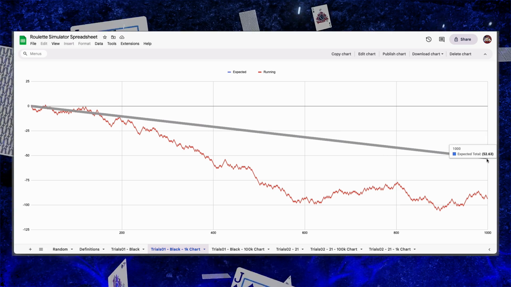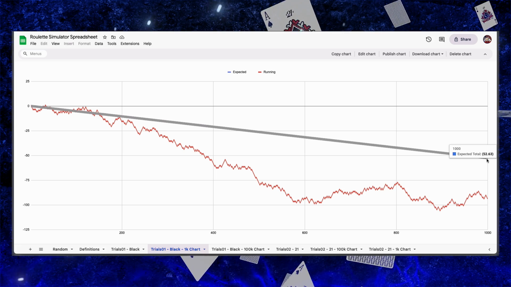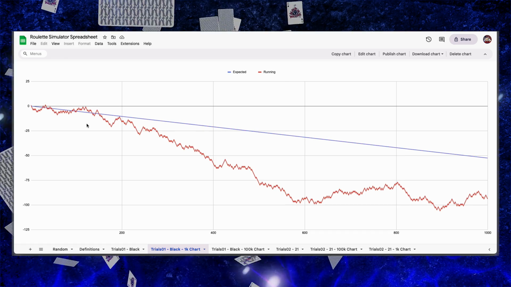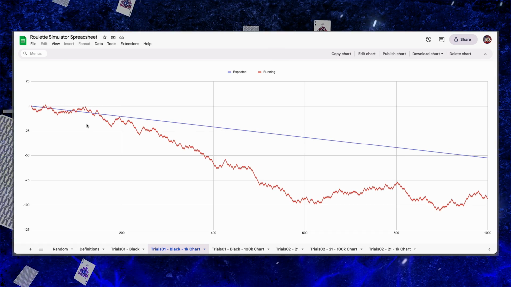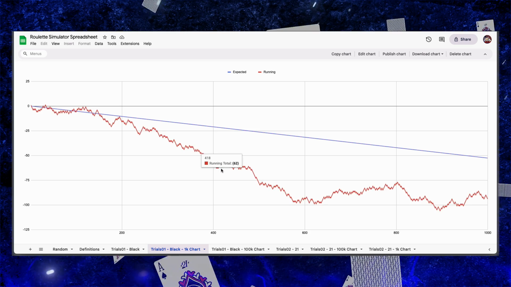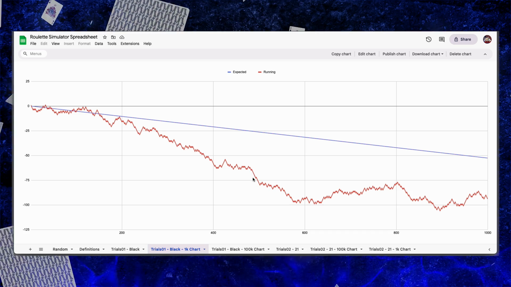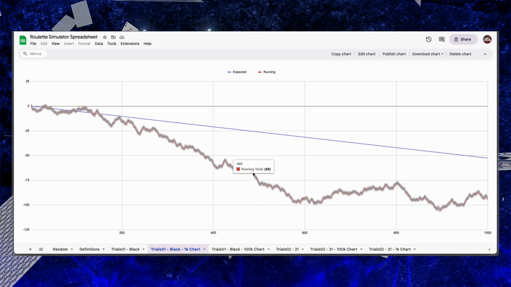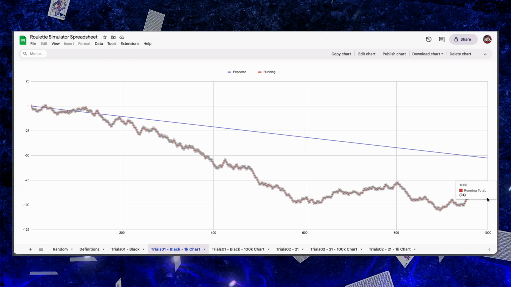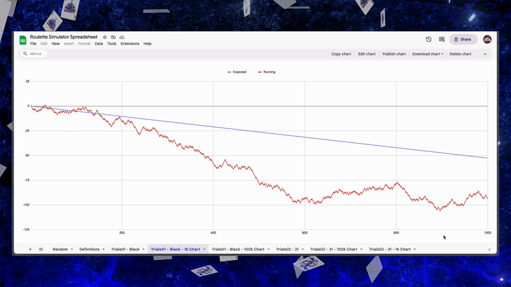So after 1,000 spins, we would expect to be down $52.63. And you can see, since this is an even money bet, from bet to bet, it doesn't wander very much. You can see here's a large winning streak, here's a large losing streak, here's a pretty large losing streak with just one small win in between. And at the end, we're way below par. We're down $94 instead of $52.